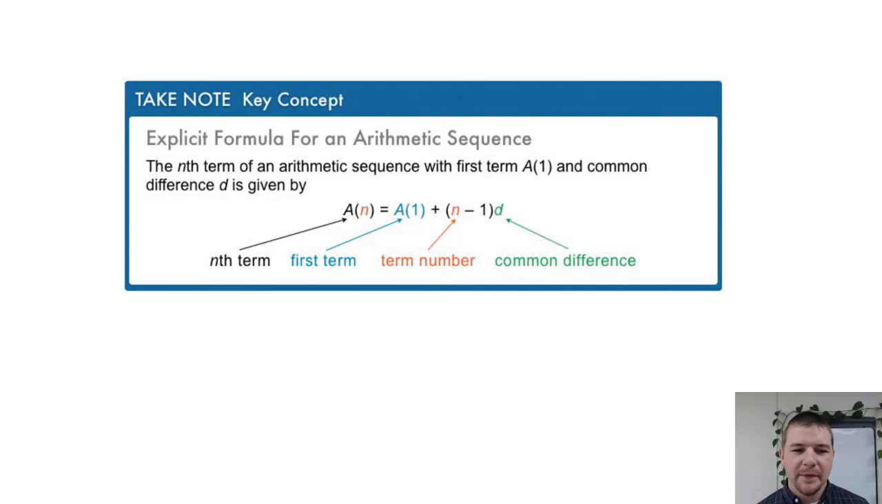The key concept, the explicit formula for an arithmetic sequence. The nth term of an arithmetic sequence with first term a of 1 and common difference d is given by a of n equals a of 1 plus the quantity n minus 1 times the common difference, d.